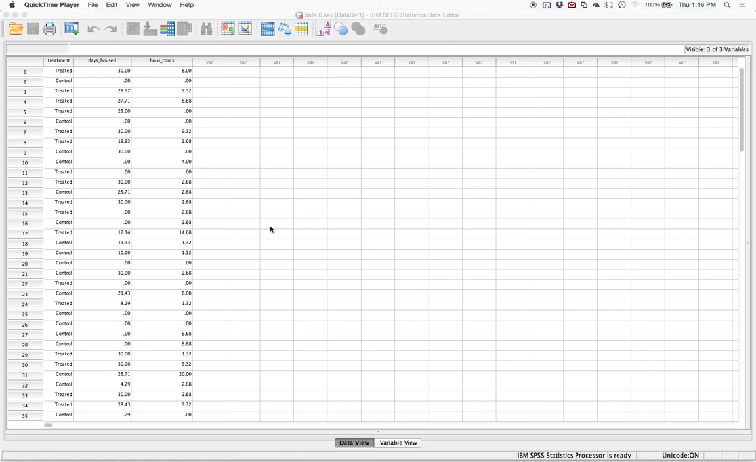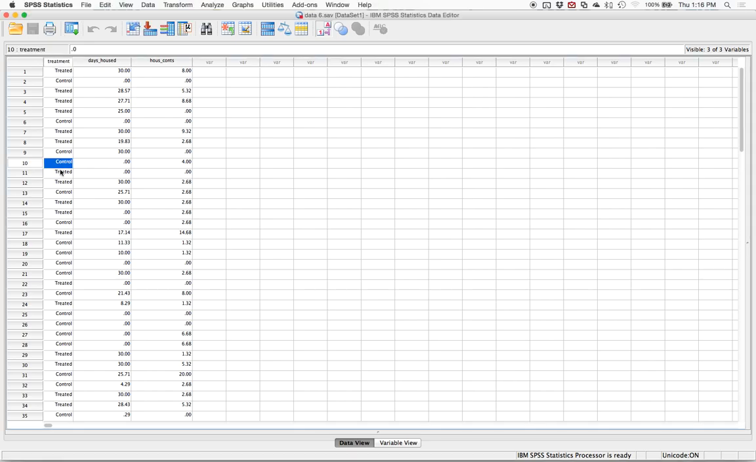Okay, so what we're going to do is look at dataset 6 on Blackboard and work through a mediation design where we think that the treatment condition they're in, this first column, affects their number of days that they're housed. In this study we have temporary housing, and we're looking at how many days they're housed. We have two groups, a control group and a treatment group.